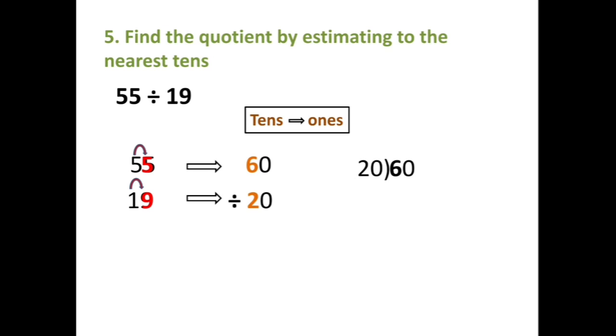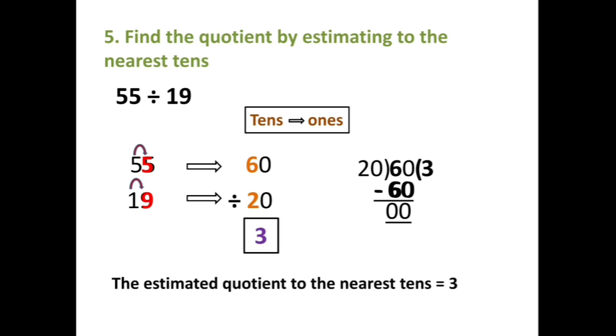20 and 60. 20 is the divisor, 60 is the dividend. Now in the 20 table, how many times do we get 60? 2 ones are 20, 2 twos are 40, 2 threes are 60. Now 60 minus 60, we get 0. So what is the quotient? 3 is the quotient. So the estimated quotient to the nearest tens is 3.